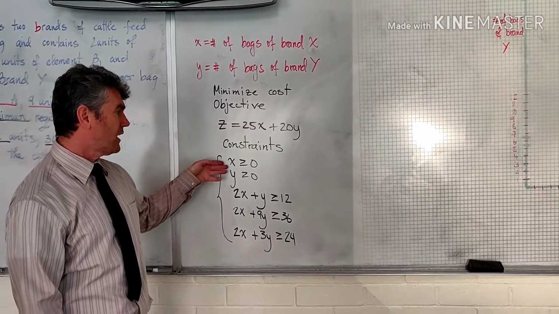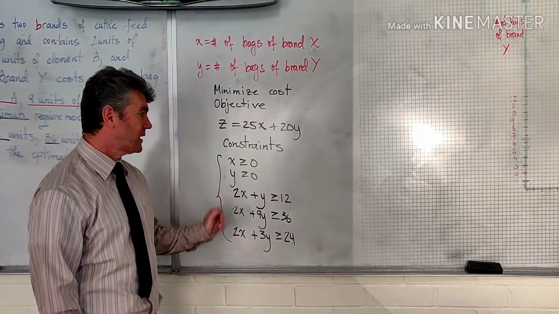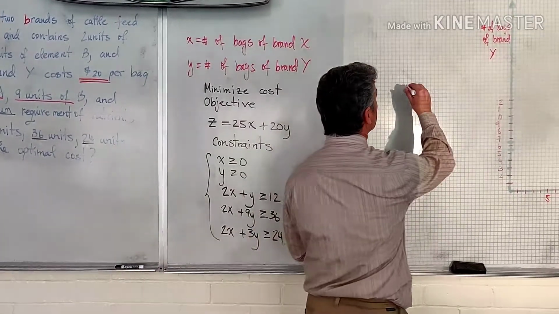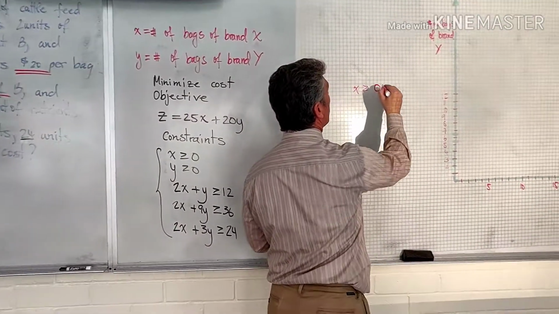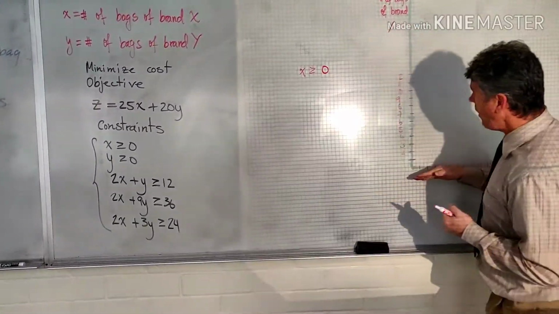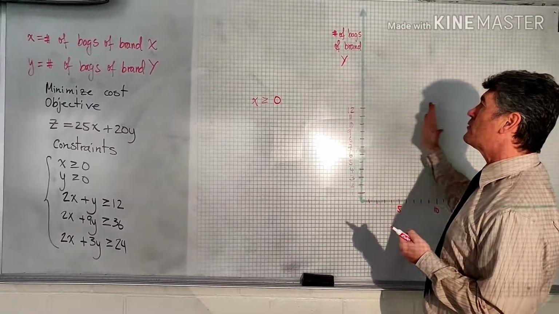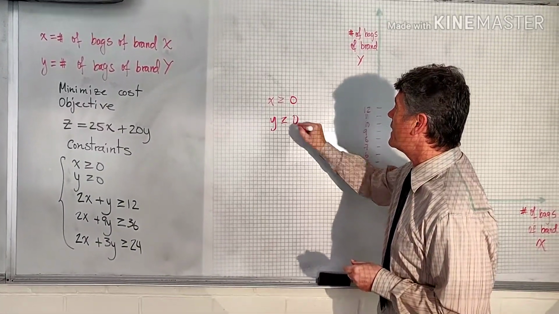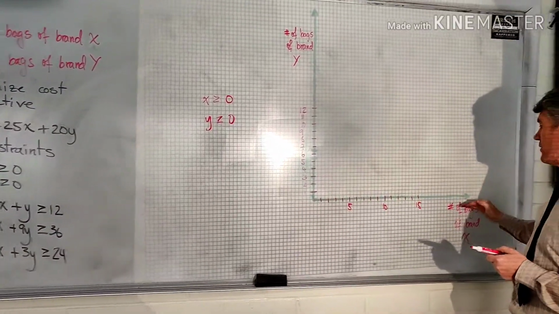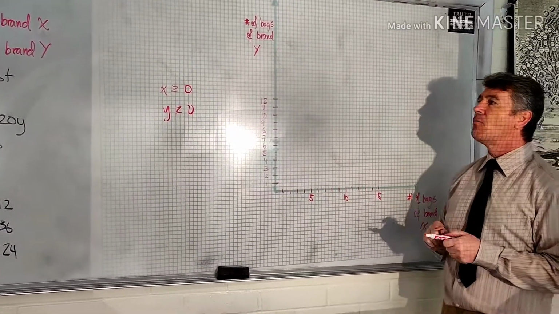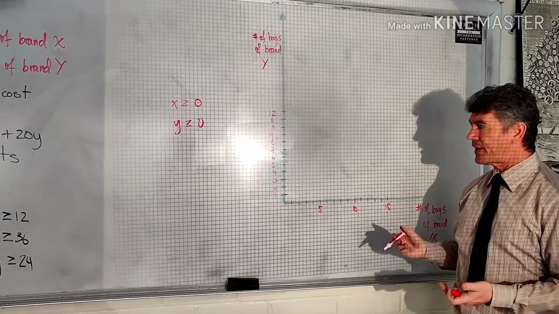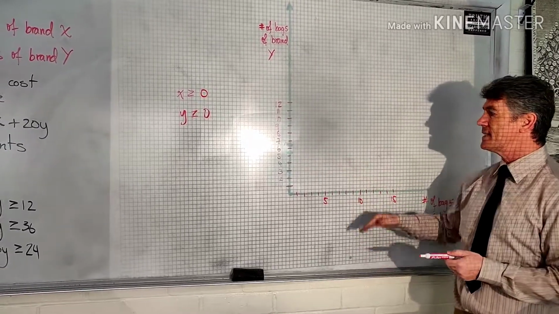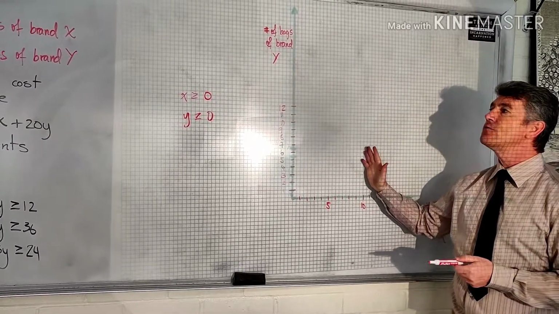So we always start with x is greater than or equal to 0, y is greater than or equal to 0. One last time, because this is the last example in this lesson, x is greater than or equal to 0 means all the points on the y-axis and to the right of the y-axis. While y is greater than or equal to 0 means all the points on the x-axis and above the x-axis. So right now, if there are solutions, they will be on the x-axis, on the y-axis, above the x-axis, and to the right of the y-axis.